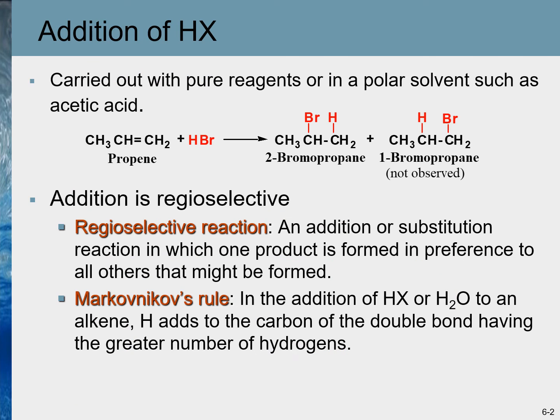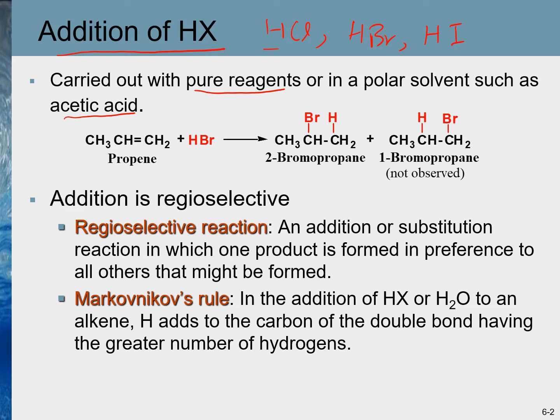Let's start the electrophilic addition reactions of alkenes by investigating addition of hydrogen halides. The hydrogen halides such as HCl, HBr, or HI add to alkenes to give alkyl halides. These reactions are carried out in pure reagents such as pure HCl, pure HBr, or pure HI, or they can also be carried out in the presence of a polar solvent such as acetic acid.